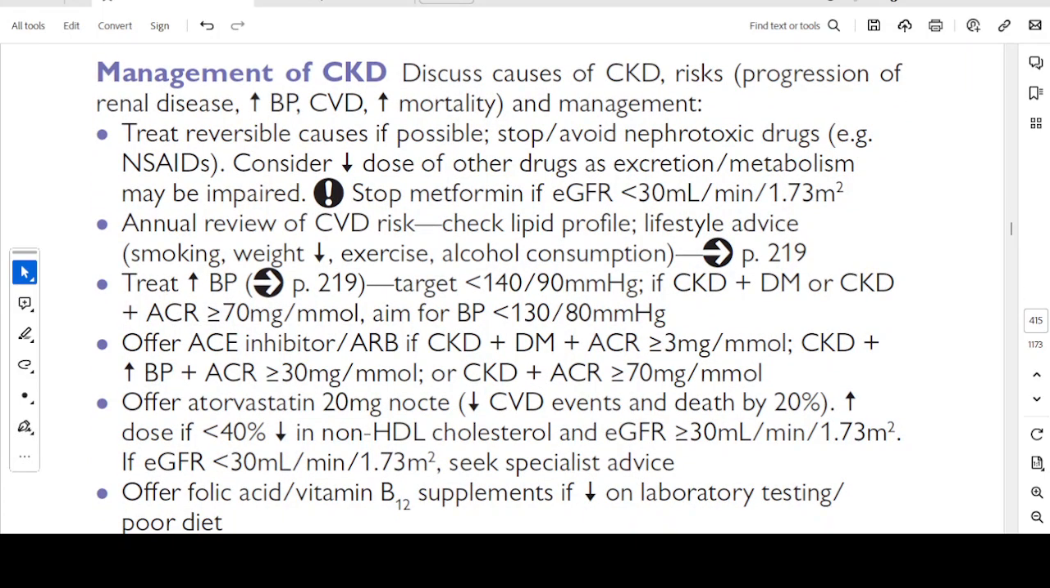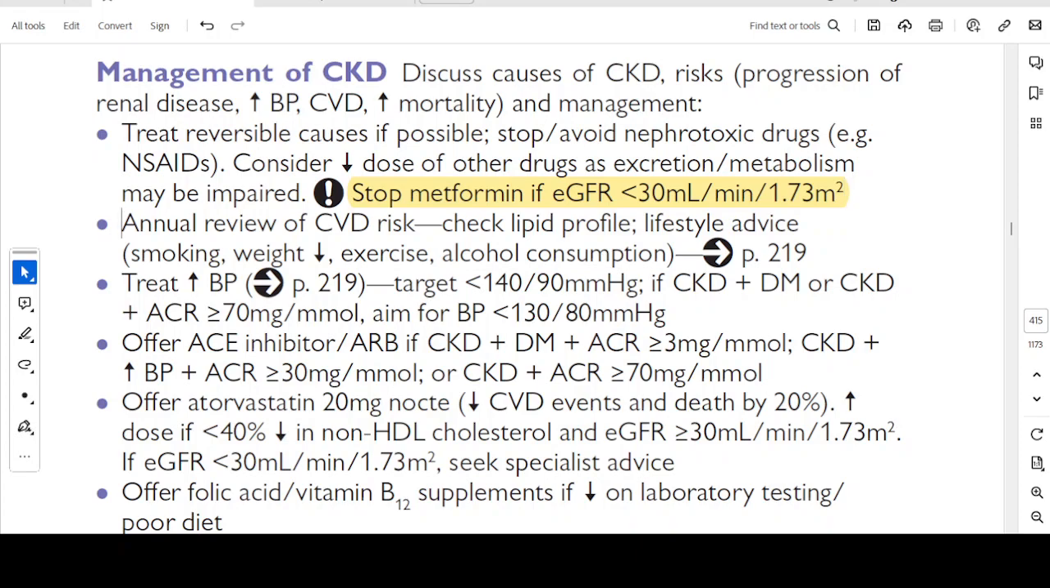Management of CKD. Discuss the causes of CKD, risks, progression of renal disease, increased high BP, CVD, increased mortality and management. Treat reversible causes if possible. Stop or avoid nephrotoxic drugs, example NSAIDs. Consider reduction in dose of other drugs as excretion or metabolism may be impaired. Stop metformin if eGFR is less than 30 ml per minute per 1.73 meter square. So when the patient is in category 4 CKD, you are supposed to stop metformin.